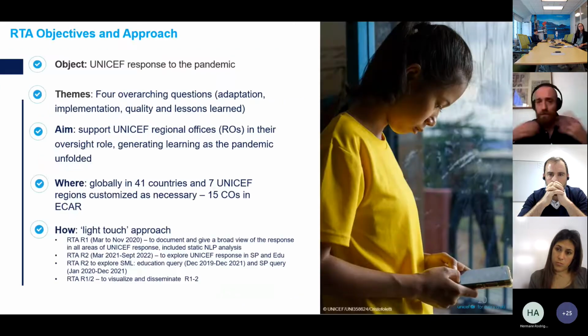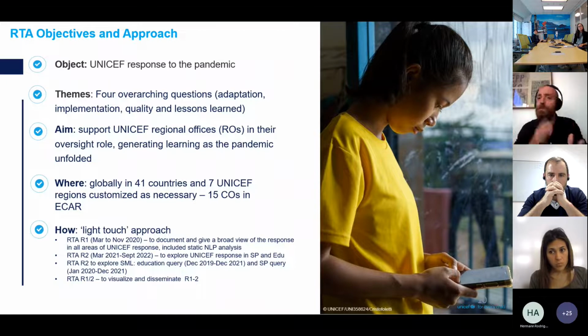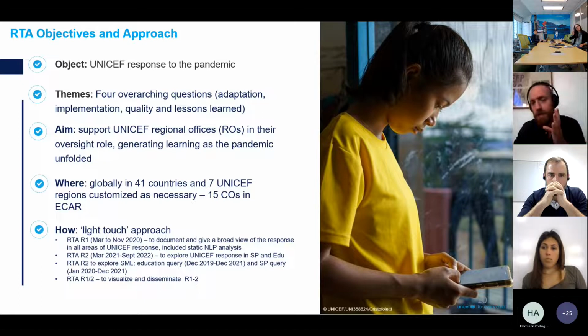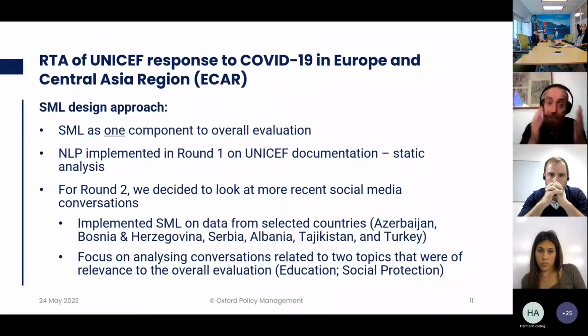Just to quickly say, what we tried to assess there was UNICEF's response to the pandemic. There were different questions that we looked at, different topic areas that we wanted to analyze. The core component of this evaluation related to document review, but also to key informant interviews, right? So the NLP component of this evaluation was not the main component. Natural language processing, in particular social media listening, was just one component of the overall evaluation.